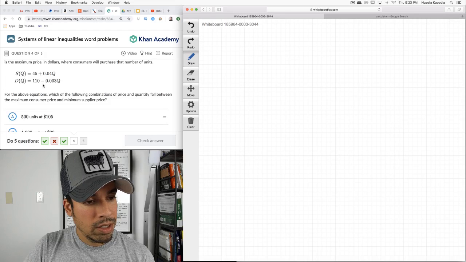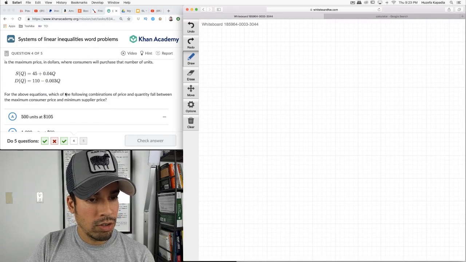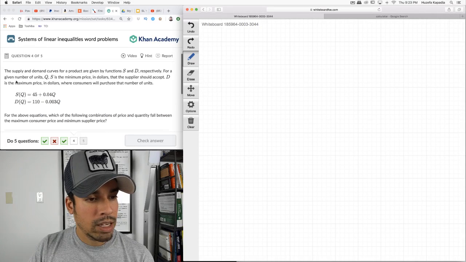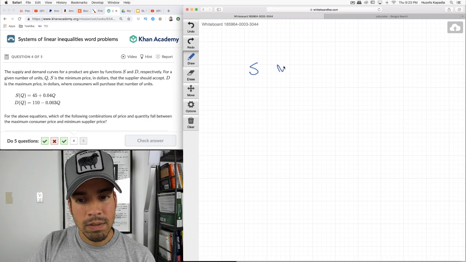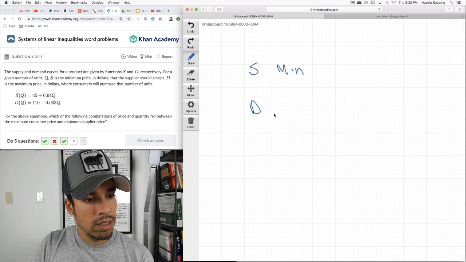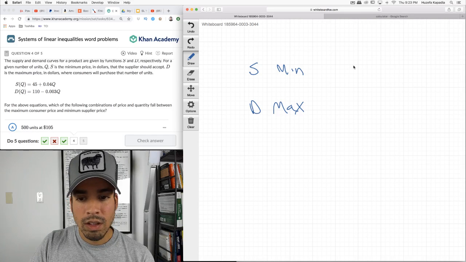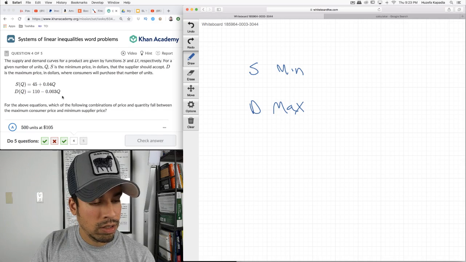So what we can do is I'm going to plug in. They're saying Q, 500 units, that's Q. So when we're talking about this, we'll get the max price for a number of S. S is min, by the way, and D is max. So if we got 500 units for Q, I'm going to just plug and chug 500 times. We can use a calculator here.